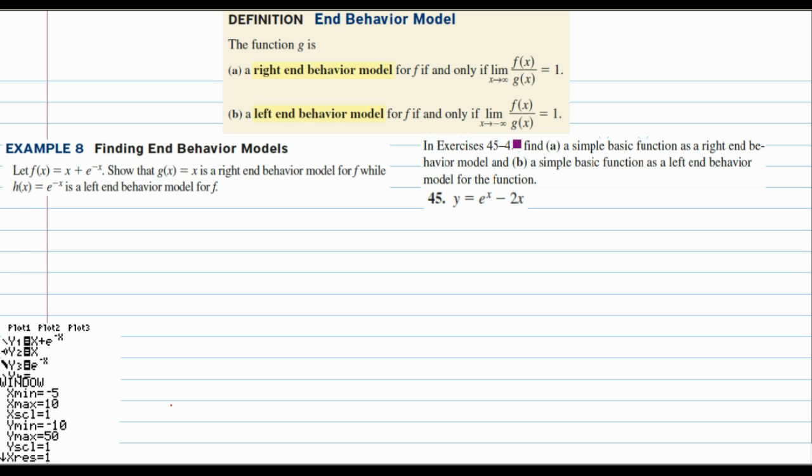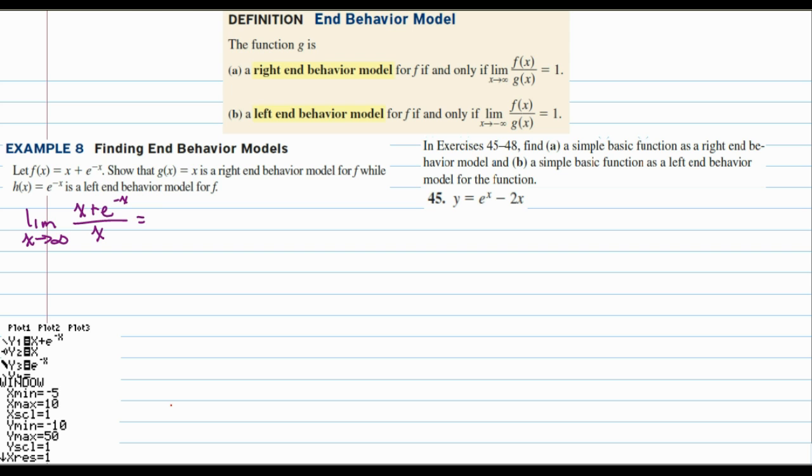So example 8 says let f of x equal x plus e to the negative x. Show that g of x equals x is a right end behavior model. And then we're also going to show that h of x, which is e to the negative x, is a left end behavior model. Alright, so to show first there is a right end behavior model, let's take the limit as x approaches infinity of our function, so x plus e to the negative x, over what we think the right end behavior model is, and see what happens to that limit.